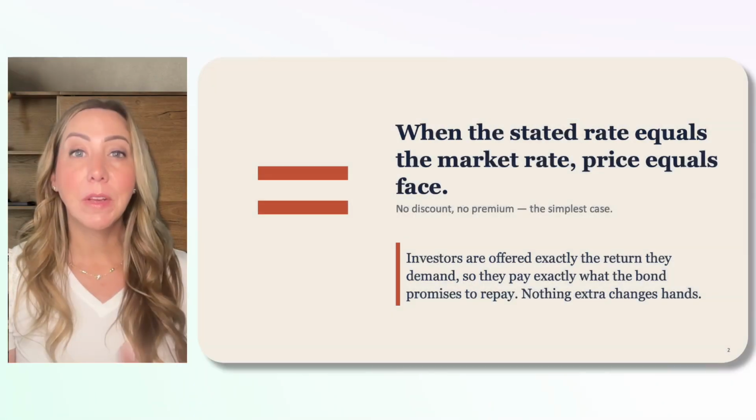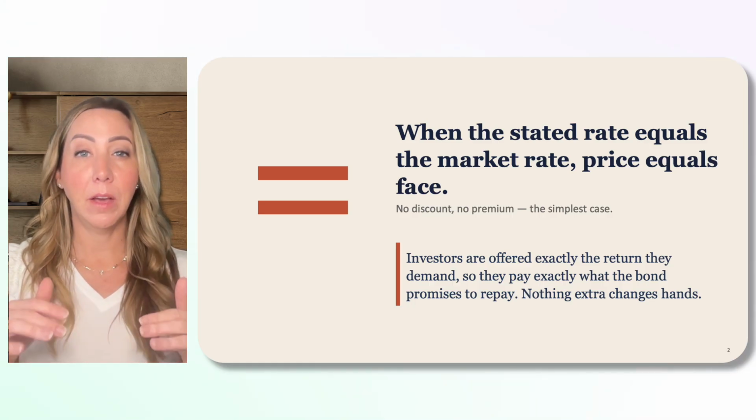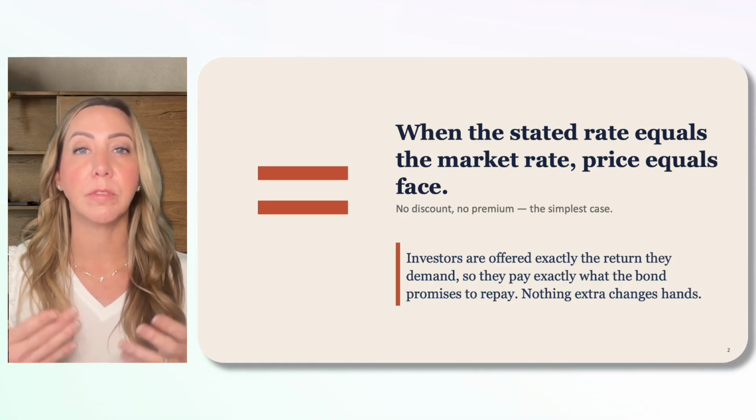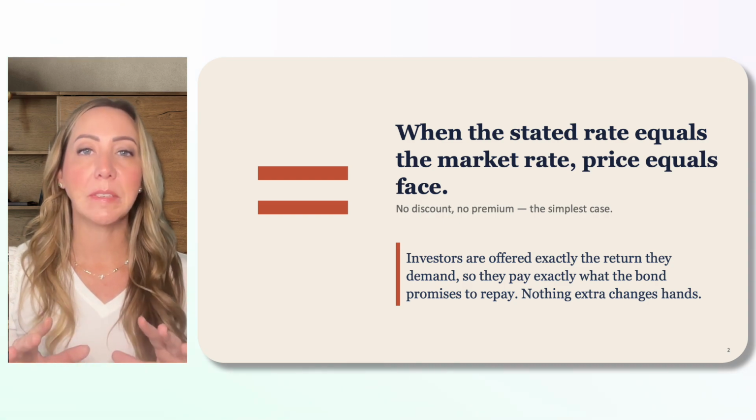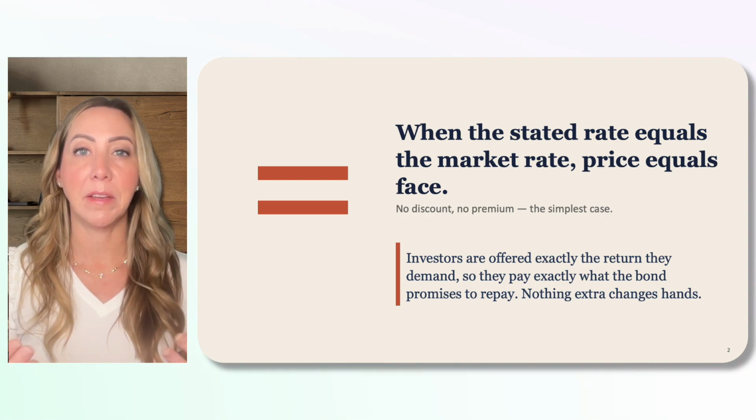Here's the situation. Suppose your company is about to issue bonds with a stated rate of 10%. And right now, the market is also demanding 10% for bonds like yours. The rate you're promising and the rate investors want are identical. So how much will investors pay for your bond?